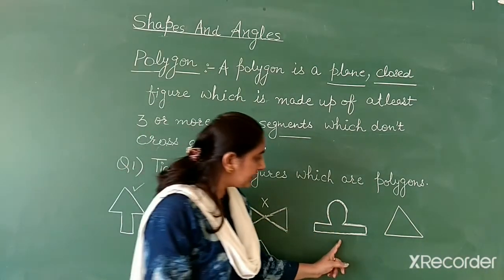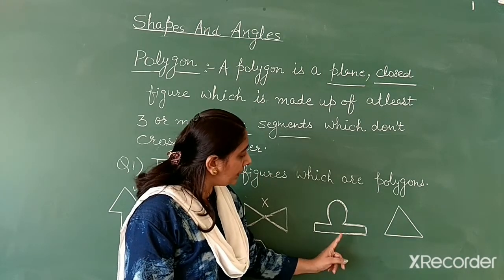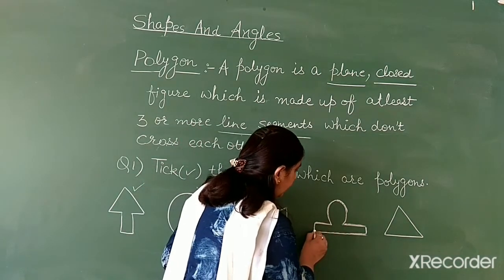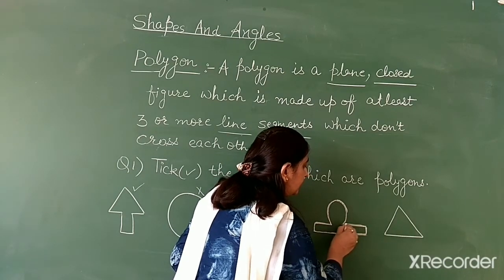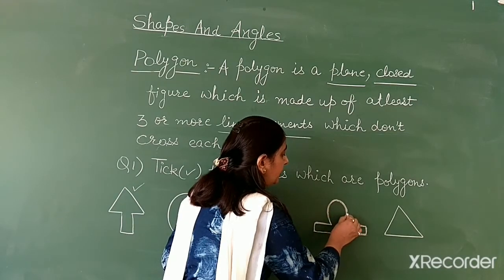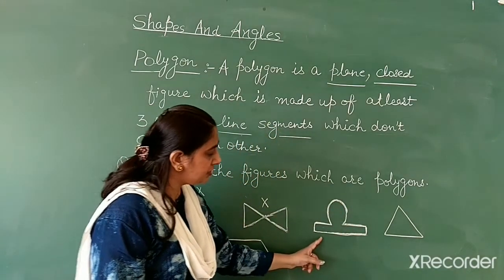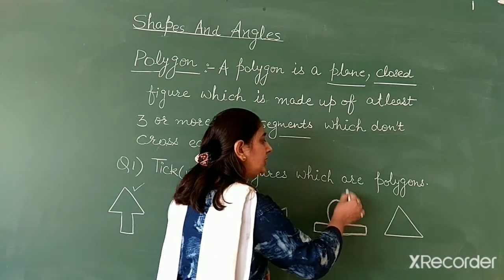Now look at the next figure. In this figure you will see this is a plane figure, it is a closed figure also. Now you will see this part of the figure is made up of line segments, but this part is made up of curved line. So this figure is not satisfying the third condition of polygon. So this is not a polygon.